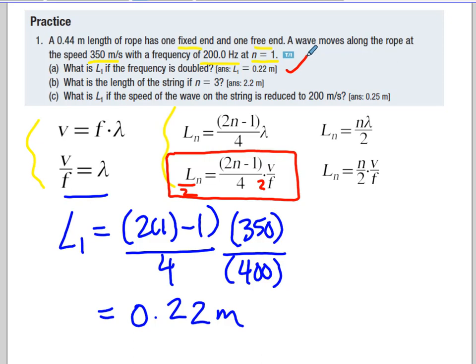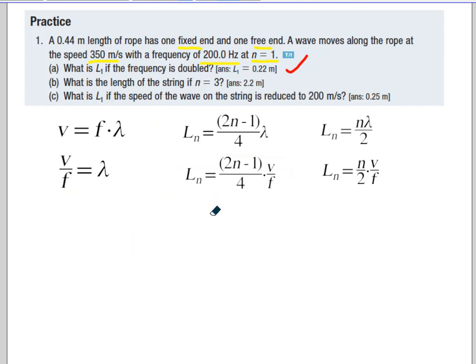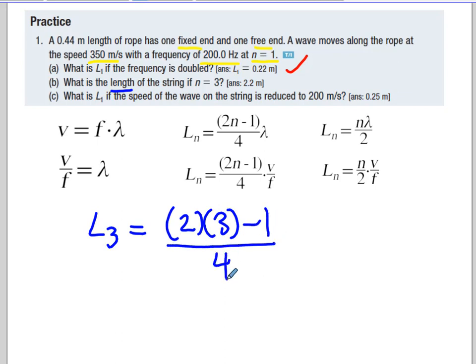What is the length of the string? Let's see if I can get rid of all this first. What is the length of the string if n equals 3? Okay, and again, you could try a little bit more of a sophisticated approach. We're just going to try punching in the numbers first to see what happens. So we're looking for L, so we're trying to find L3, or the third harmonic. So we would have (2 times 3 minus 1) over 4.